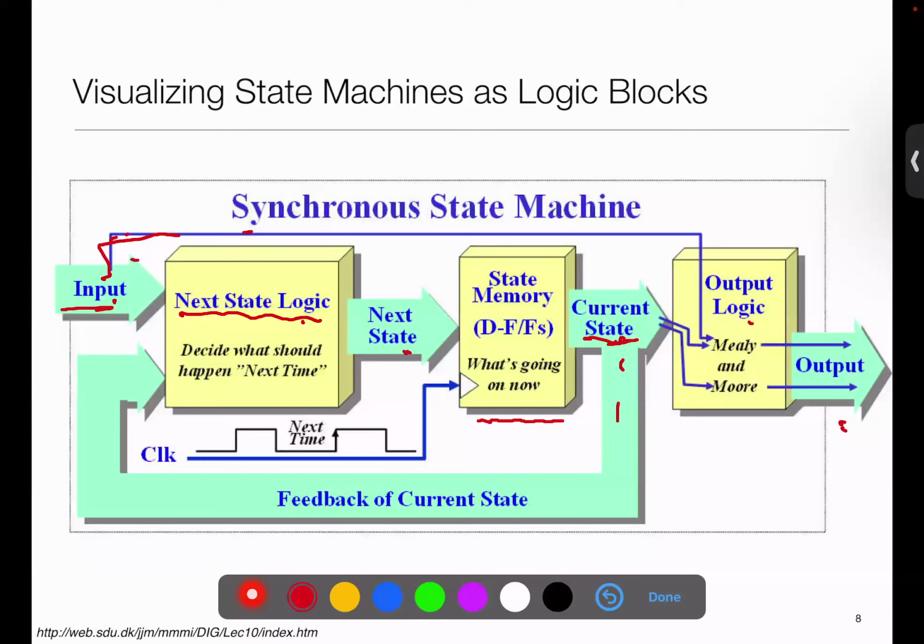If input didn't feed into output logic, then we would have a Moore machine, right? So in general, we have two possibilities, Mealy and Moore, depending upon whether I have input feeding into output logic or not, right? Because if input feeds into output logic, that means I have a combinational path which goes like this to the output, right? Okay, so this is the same.